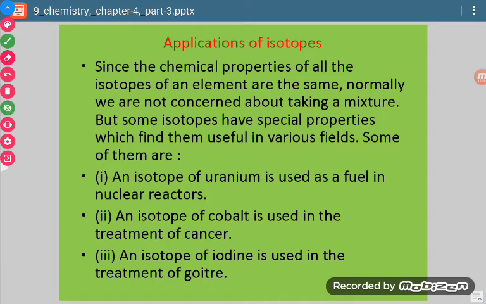Now, is there any application of isotopes? Yes, there are a few isotopes which have very special properties, and because of that they are very useful to us. If we talk about an isotope of uranium, it is taken as a fuel in nuclear reactors. Similarly, one isotope of cobalt is used in the treatment of cancer. Similarly, one isotope of iodine is used in the treatment of goiter. So in the medical field there are many uses of isotopes.